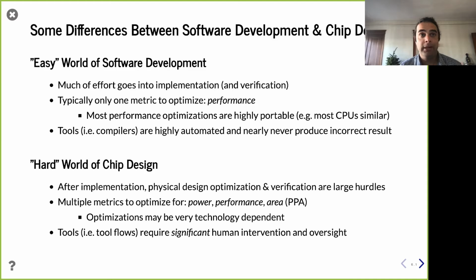Additionally, as I said, optimizing, there's 3 metrics, right? We're talking about PPA. Usually you're worried about all 3. And the trade-offs are very technology dependent, right? One thing makes sense one year, and then 5 years later, a couple process nodes later, all of a sudden there's a different spot in the design space, and another optimization makes sense. So this is going to change.